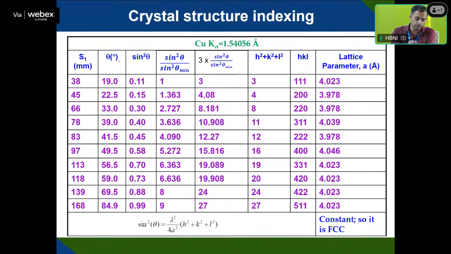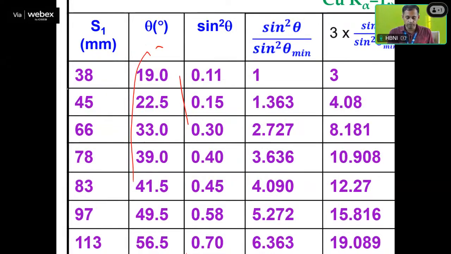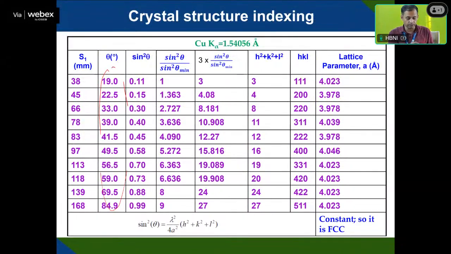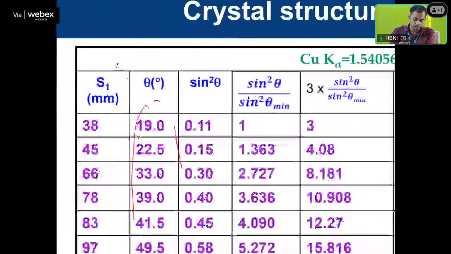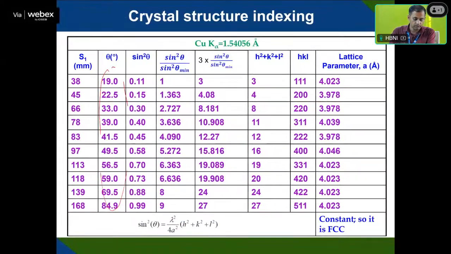Whatever the theta position is here, in conventional currently available XRD, the instrument directly gives this theta value. Earlier we used a big graph paper type of board where we measured the arc value, and from the arc value we were able to get theta using the previous equation. Since we know the theta, we are able to get the sin square theta value.